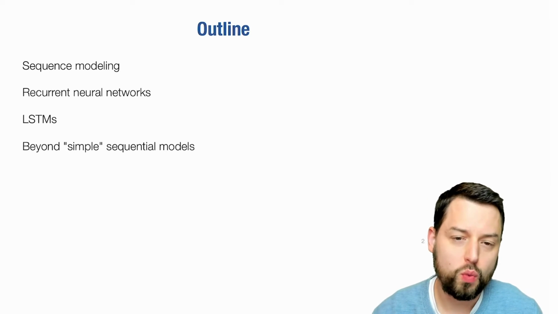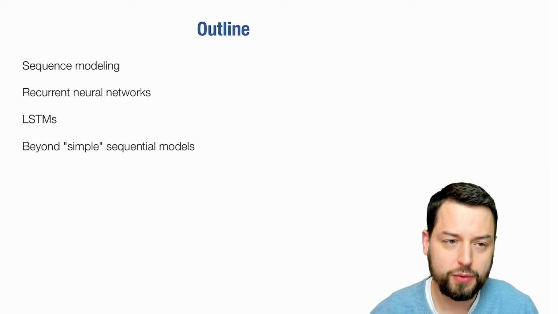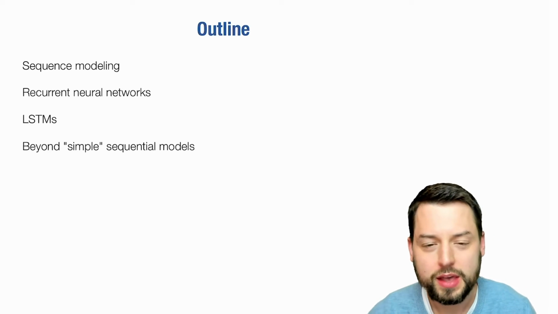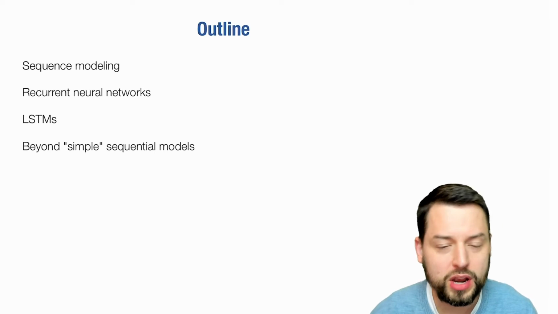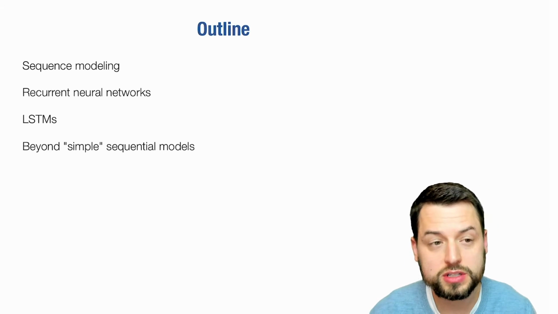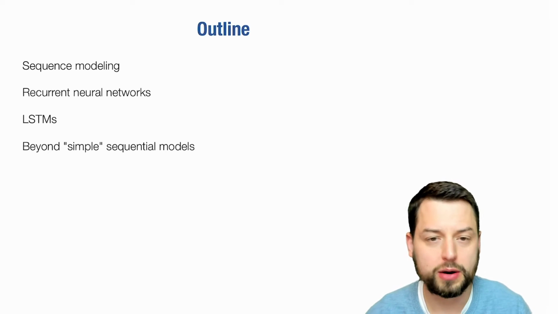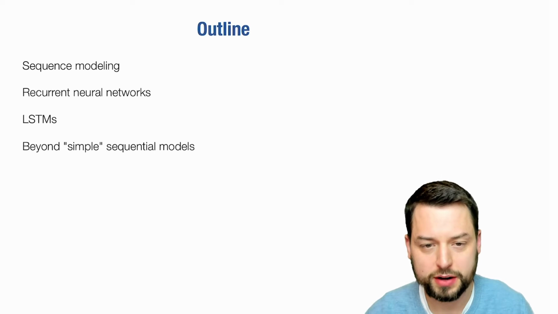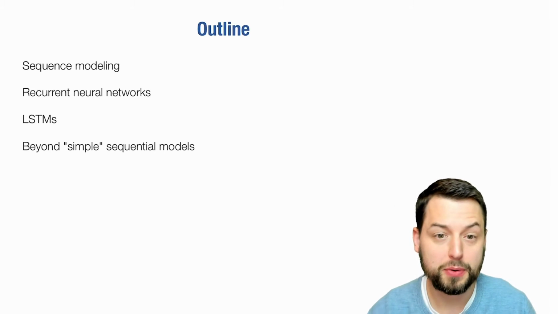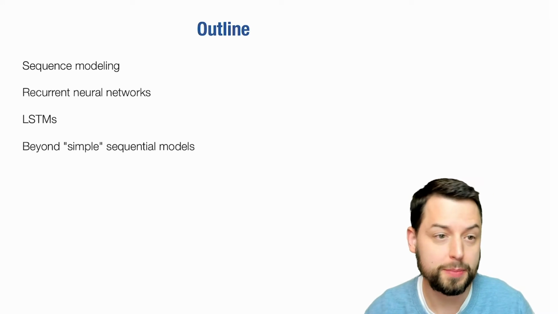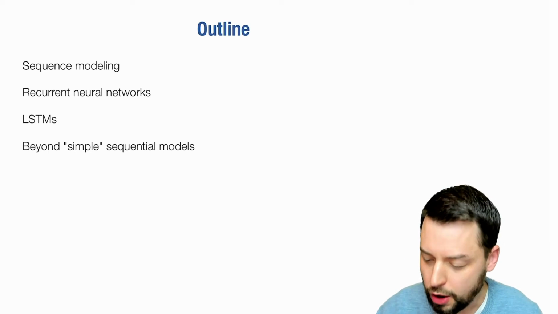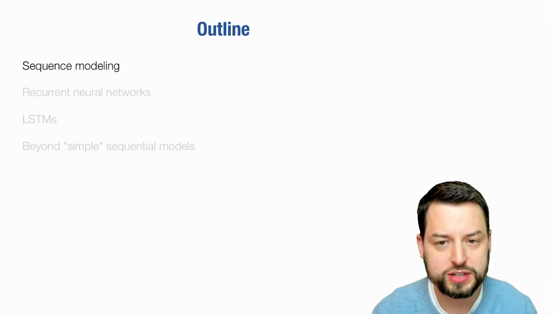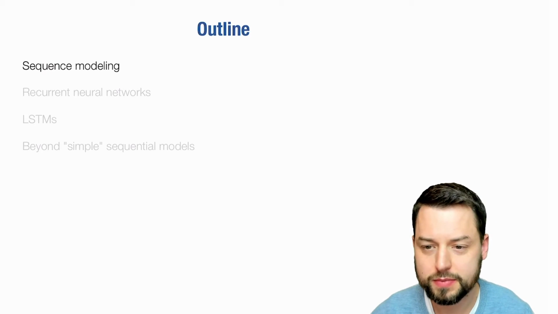We'll then talk about one particular instantiation of a recurrent neural network, which is an LSTM, or long short-term memory. And finally, we'll end by briefly talking about how we can use the techniques of recurrent networks and LSTMs to move beyond what I'm calling simple sequential models to maybe more complex prediction tasks that still involve some sort of temporal element. All right, so let's jump into the problem of sequence modeling in general.